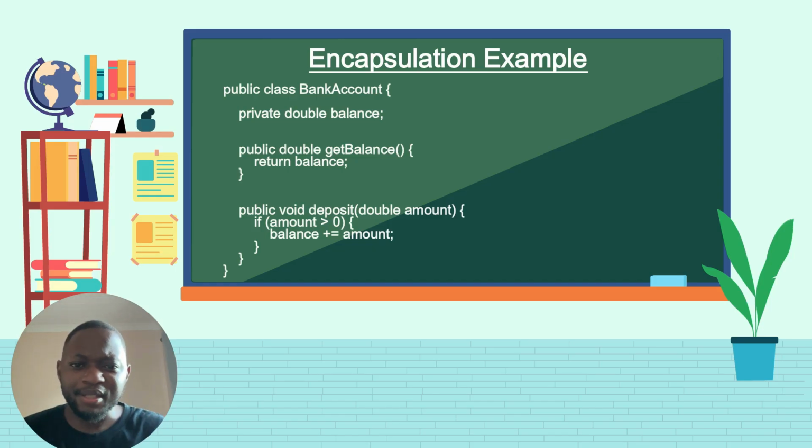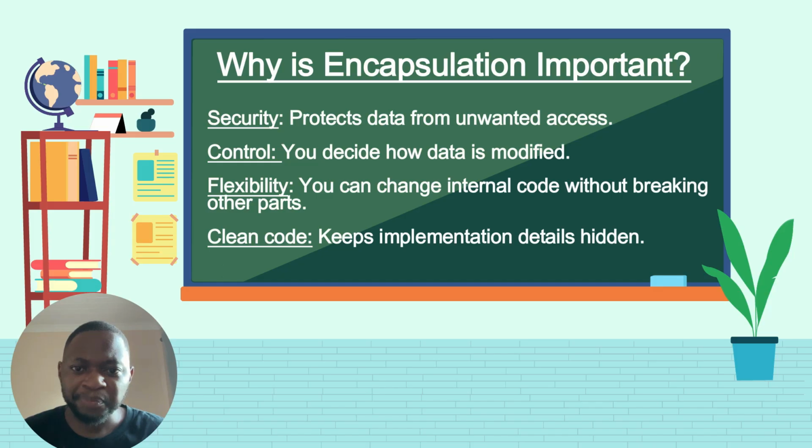So this was a good example that I can think of when it comes to encapsulation. Let's go on to the next slide. So why is encapsulation so important? It's important for security purposes, control purposes, flexibility purposes, and clean code purposes. So that's the benefit of encapsulation. Next we'll be coding. We'll code the example and touch more on encapsulation when I'm in the coding process, so stay tuned.